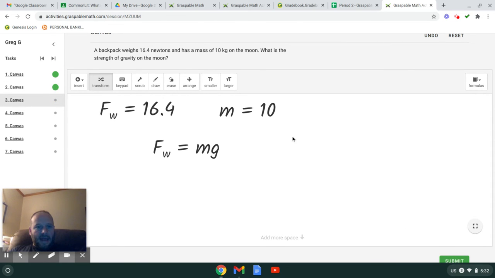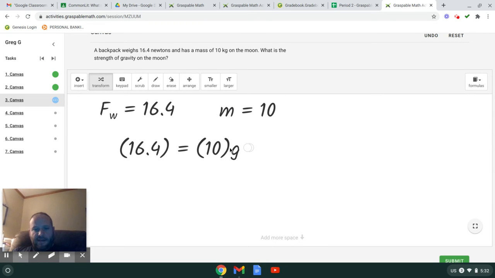Okay, it says a backpack weighs 16.4 newtons and has a mass of 10 kilograms on the moon. What is the strength of gravity on the moon? So we're looking for g in this case. So I take my Fw and I plug that right into the Fw in the equation. I take my m and I plug that into my m in the equation here. So now I need to solve for g. So I've got to get g by itself.